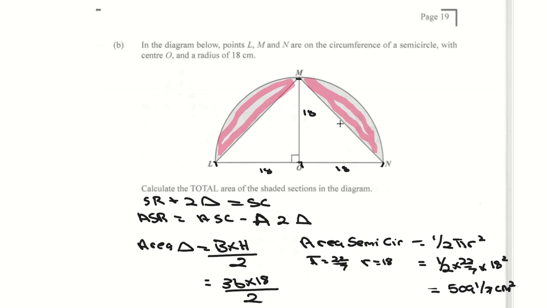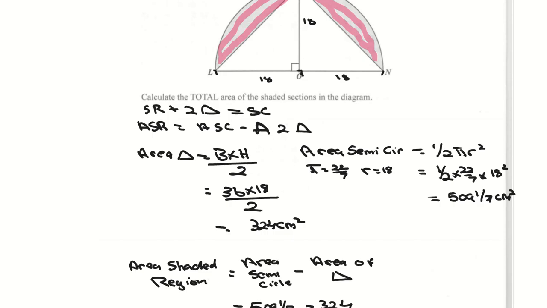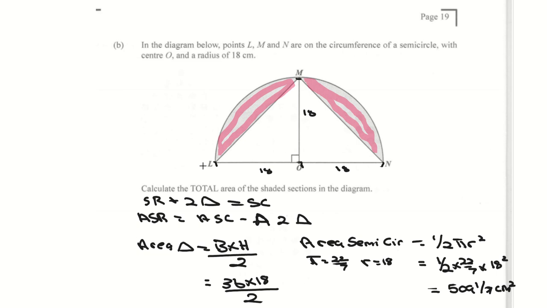So the area of the shaded region would be the area of your semicircle minus the area of your two triangles. Area of a triangle is base times height over 2. Your base is 18 plus 18, which is 36, and your height is 18. So 36 times 18 divided by 2 is 324. So that's the area of your triangle. Area of your semicircle.